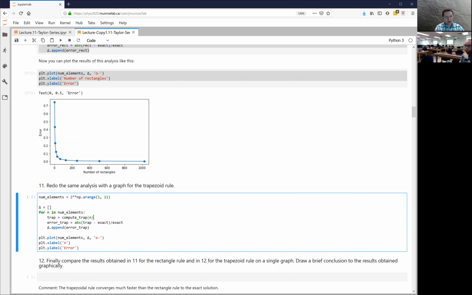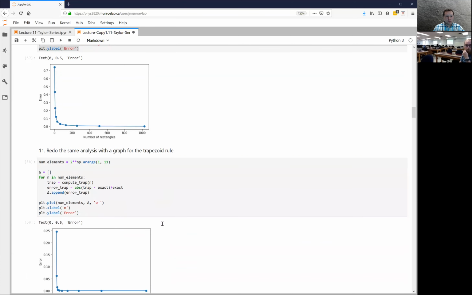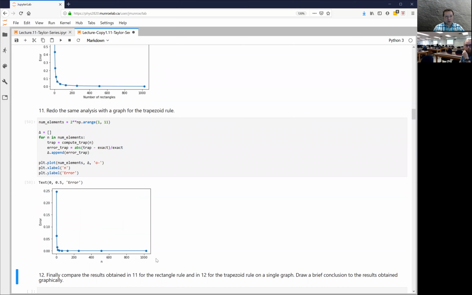So hopefully what makes sense is basically the same code, except for now we're going to calculate the trapezoid every time. And so we're going to get a slightly different curve. And the point is, this drops down very small, very, very quickly. If I want to compare these two graphs together, what I really want to do is I want to plot the number of elements against this thing.